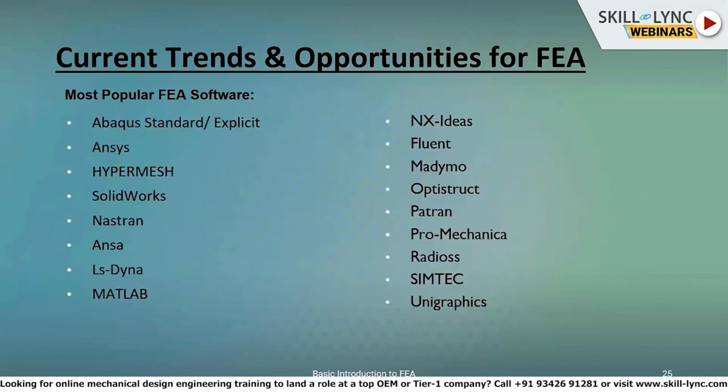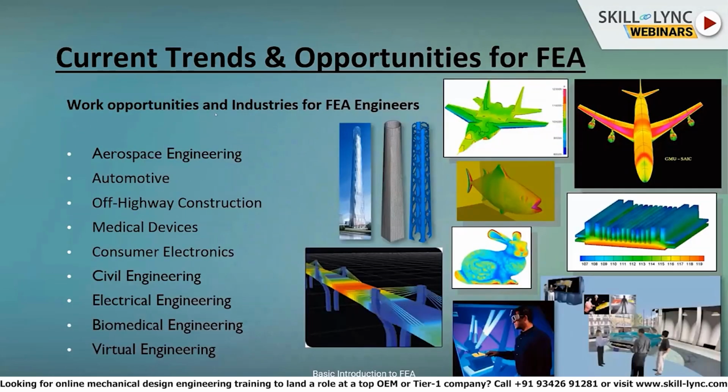Then current trends and opportunities for FEA. In this, we are next going to see what are the software packages in the market. These are the software we are mostly using nowadays: Abaqus Standard and Explicit, ANSYS, HyperMesh, SolidWorks, Nastran, ANSA, LS-DYNA, MATLAB, NX Ideas, Fluent, OptiStruct, Patran, Pro/MECHANICA, Radioss, Unigraphics. So these are the software most widely used in the field of FEA nowadays to solve any problem.